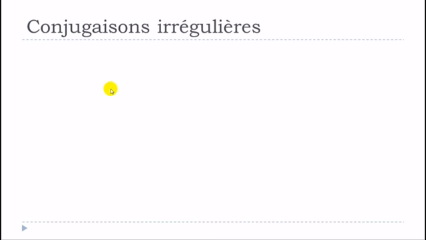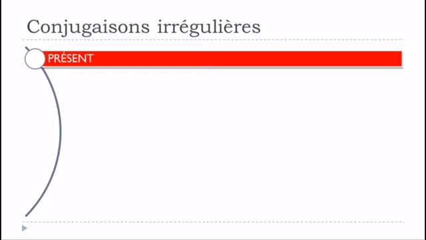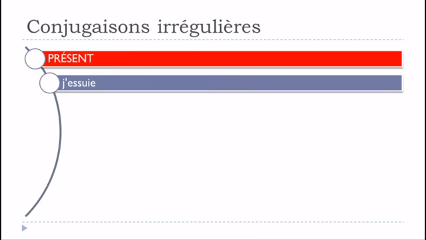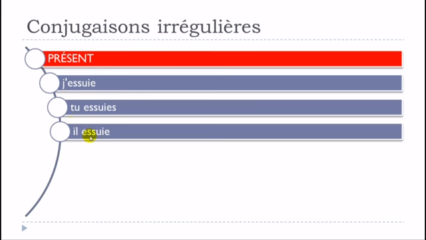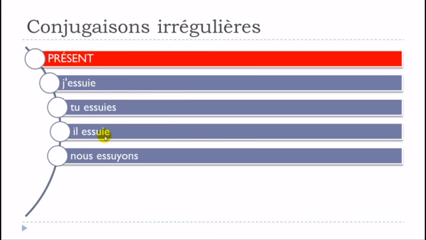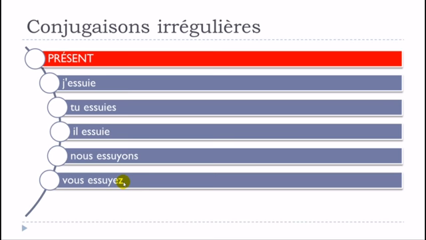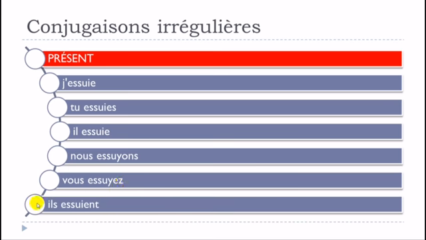So let's see now le présent, and we'll have a look. It's j'essuie, tu essuies, il essuie, nous essuyons, vous essuyez, ils essuient.